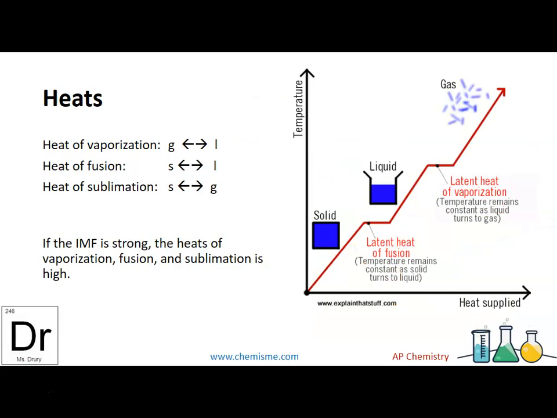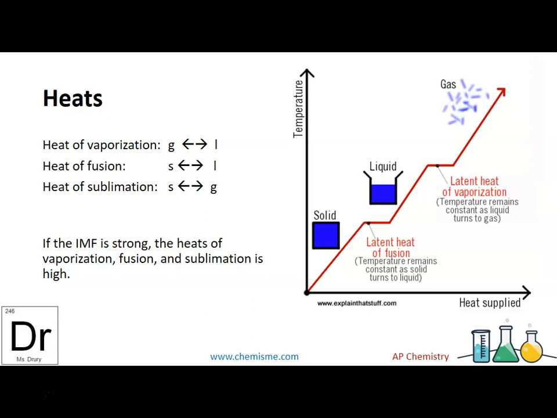And heats. The heat of vaporization is the heat that you need to change from a liquid to a gas, or the heat that escapes when a gas goes back to a liquid. Similarly, the heat of fusion is from solid to liquid, or the heat that escapes from a liquid to a solid. And last, the heat of sublimation is any time you put heat in to go from a solid to a gas without seeing the liquid phase, and therefore it could also be the heat that's released going from a gas to a solid. If the intermolecular force is really strong, the heats of these are all really high.